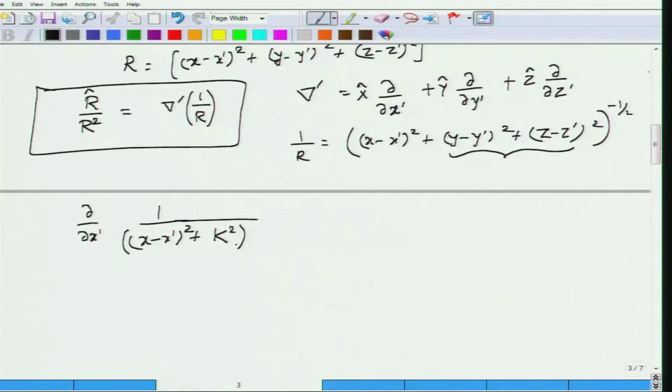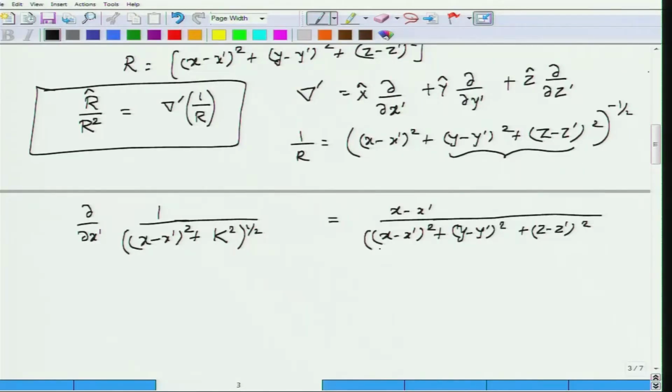It is constant simply because when I am differentiating with respect to x prime, y prime and z prime are constant, okay. So this is a half up there. Now you can actually differentiate this one using the basic rules of differentiation, and you are going to get x minus x prime divided by x minus x prime square plus this constant square, constant we will write it down is y minus y prime square plus z minus z prime square.